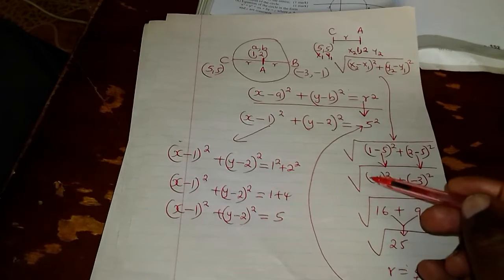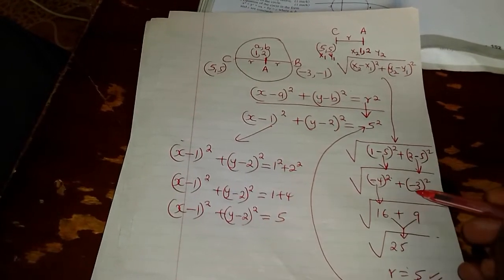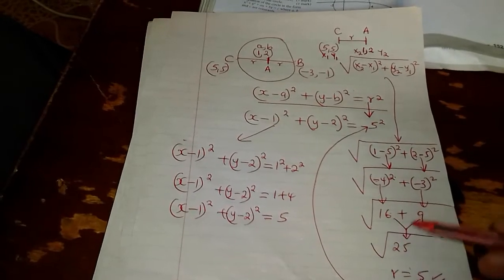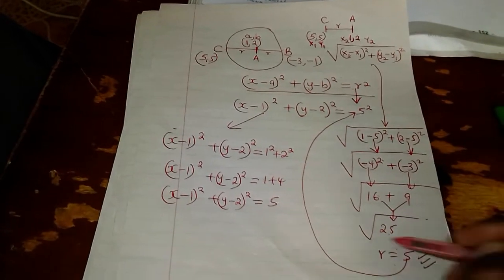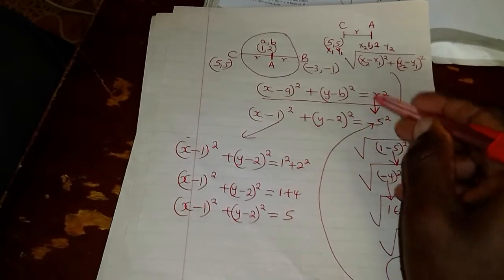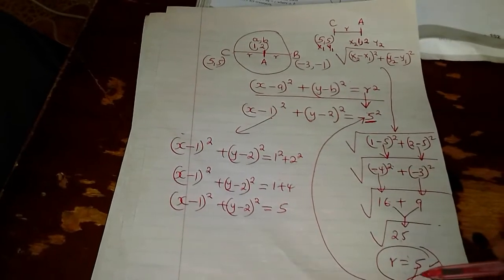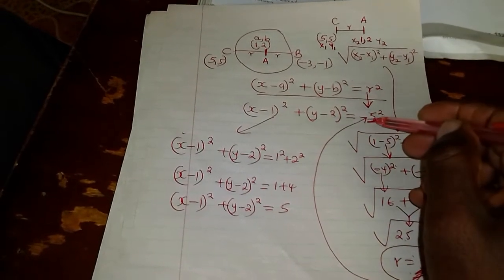That gives you, when you square a negative number, it gives you positive, so negative 4 squared is 16. Then negative 3 squared is 9. When you add these two, it gives you 25. The square root of 25 is 5. So you can get the radius as 5. Come and replace, because you have to replace this r. You have to get the r and replace. So r is 5. Then do a replacement.